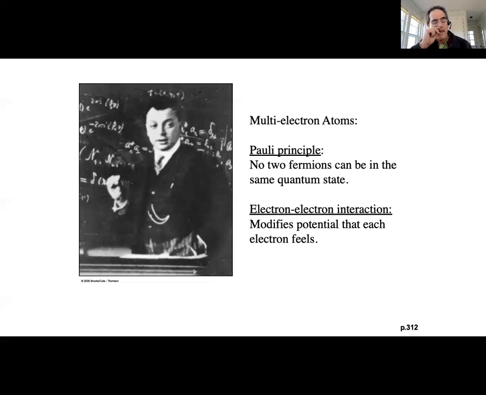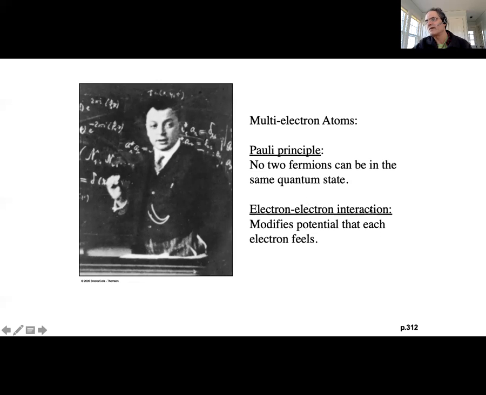And this sort of makes intuitive sense to us. What's odd is that there's another class of particles called bosons, and it's no problem to put more than one boson in the same quantum state. But anyway, electrons are fermions, and they obey the Pauli principle.